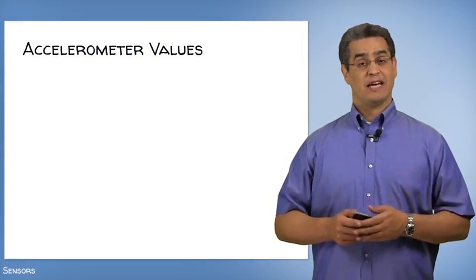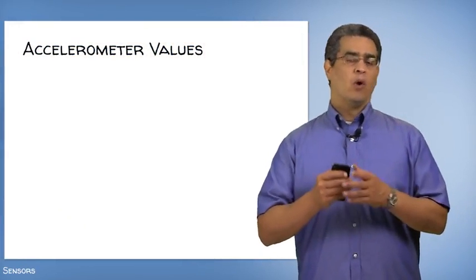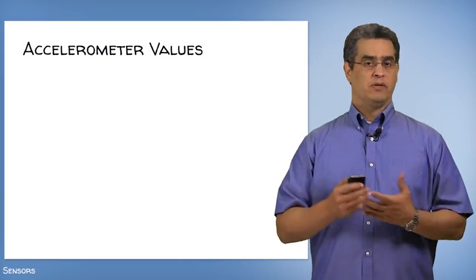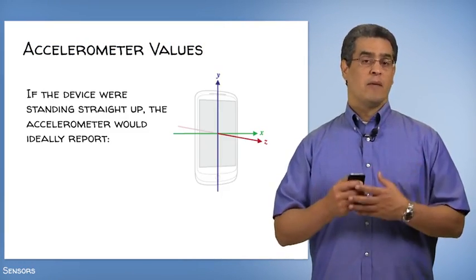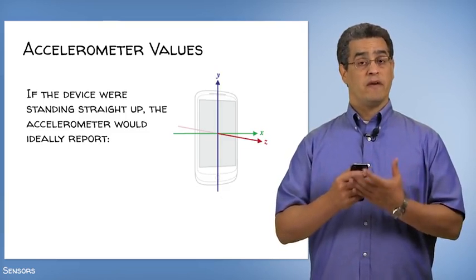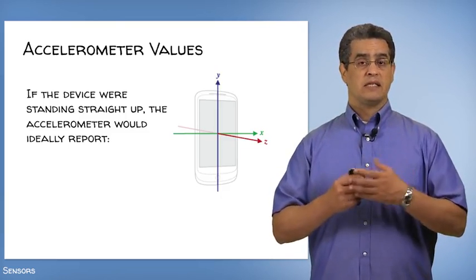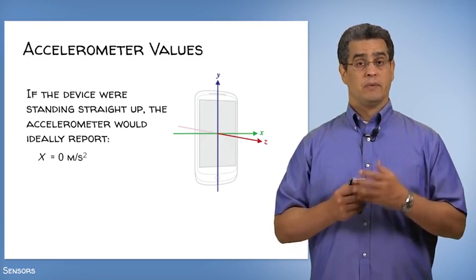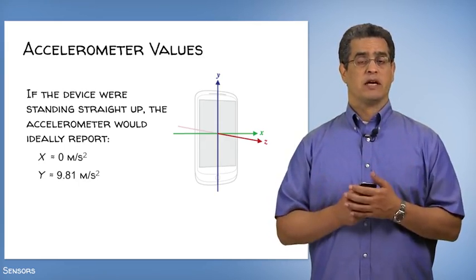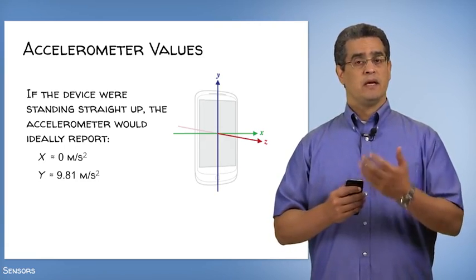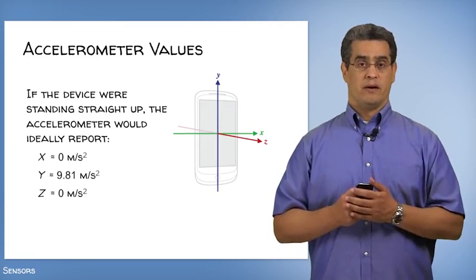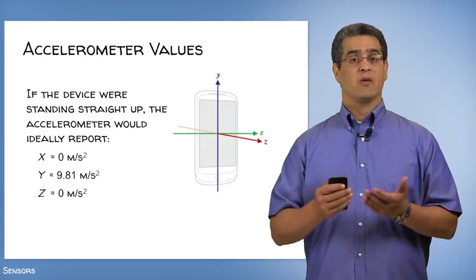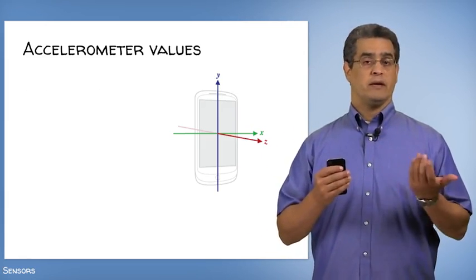In the example application that we just looked at, I tried to hold the device perfectly straight up. And if I'd been able to do that, the accelerometer would ideally have reported values around x equals 0 meters per second squared, y equals 9.81 meters per second squared, and z equals 0 meters per second squared. But as you saw in the example application, the accelerometer's values fluctuated.